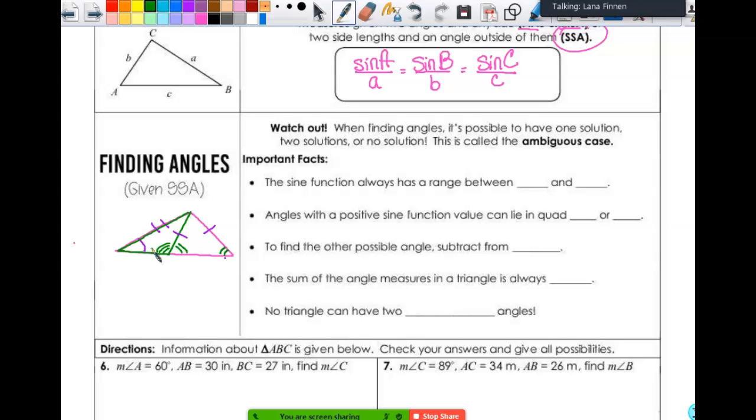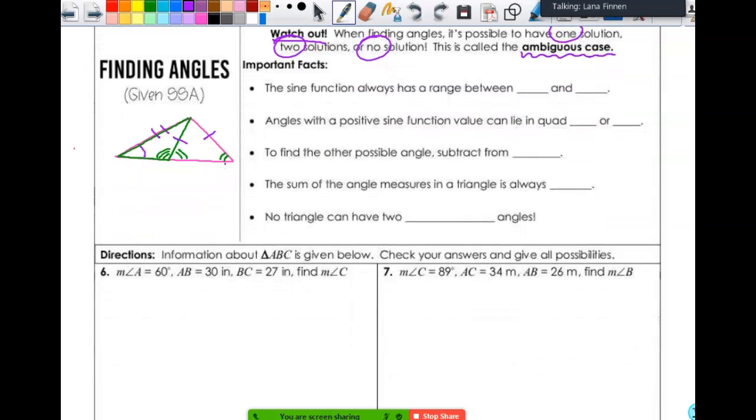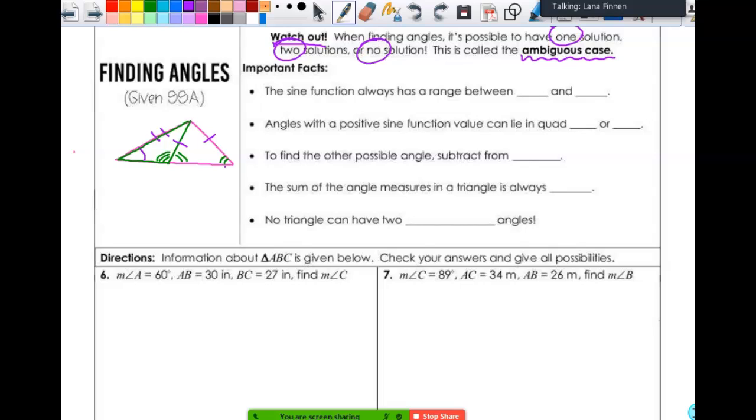So let's talk about some of the things we have to pay attention to with our ambiguous case. So it says, watch out. When finding angles, it's possible to have one solution, two solutions, or no solutions. Okay? And that's because we have the ambiguous case. So it says the sine function always has a range between blank and blank. Okay? So it means the value of the sine function has to be between two numbers.